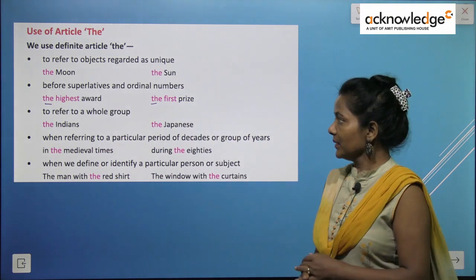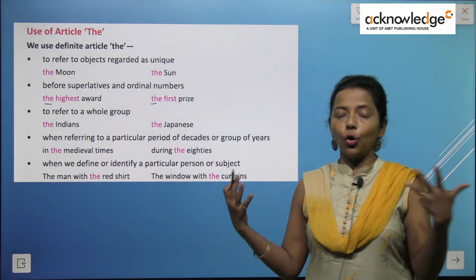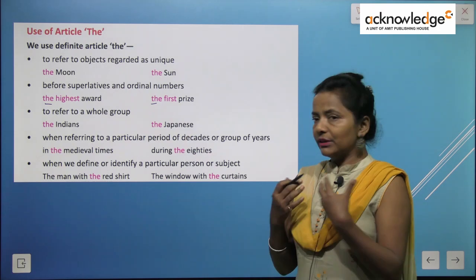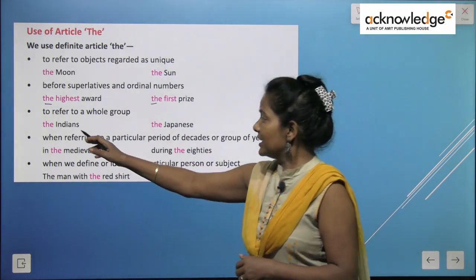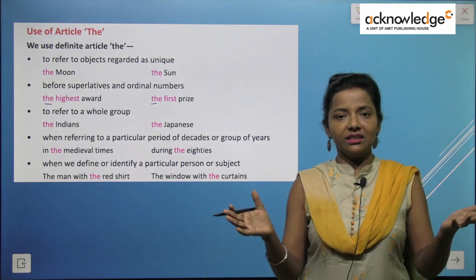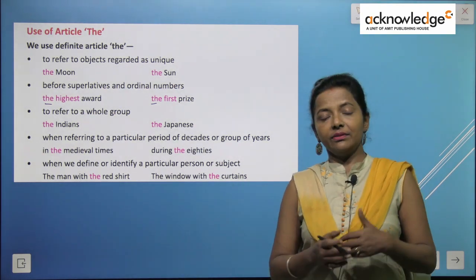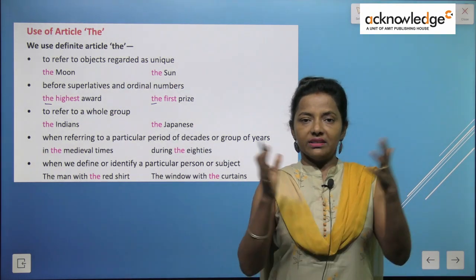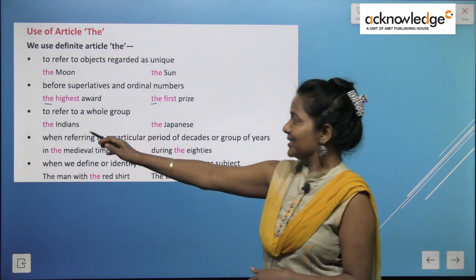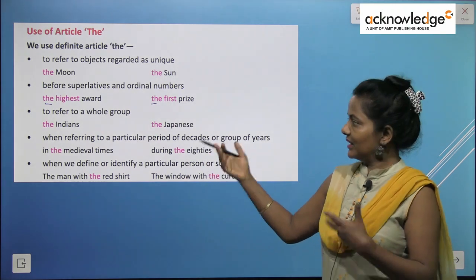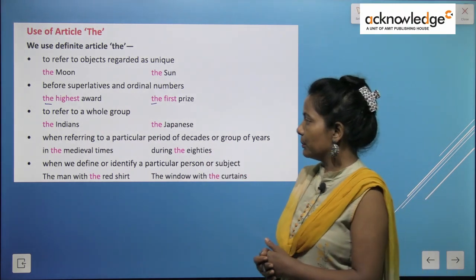We use the to refer to a whole group. If we are referring to some group, then we use the. The Indians. There are so many Indians, not only one Indian. So there is a group, we are talking about a group, so we are using the. The Japanese, again a group.